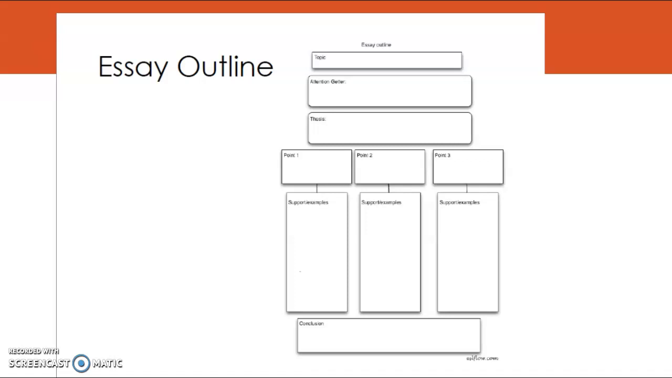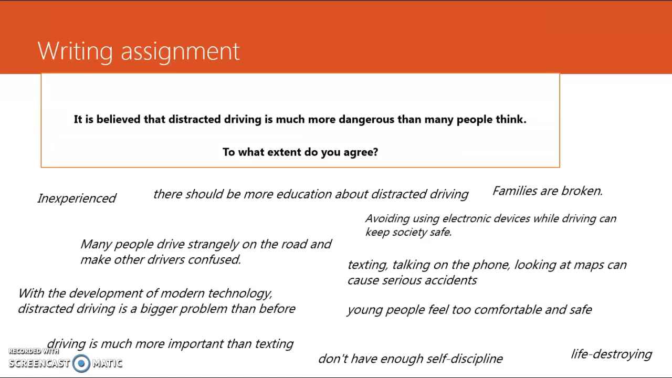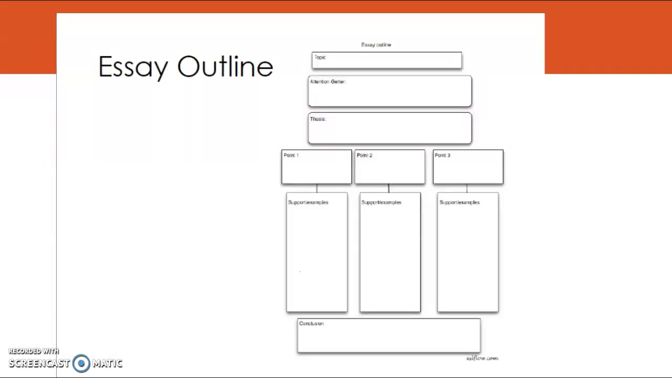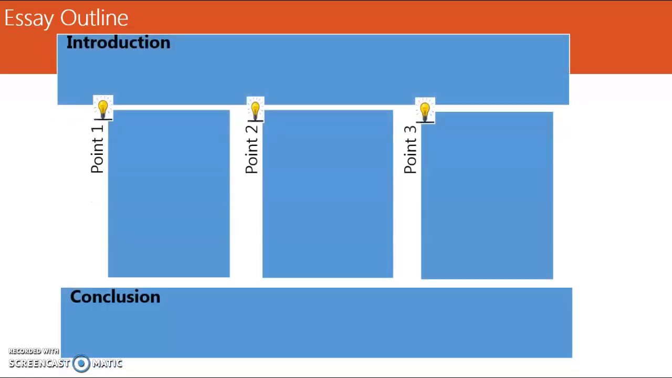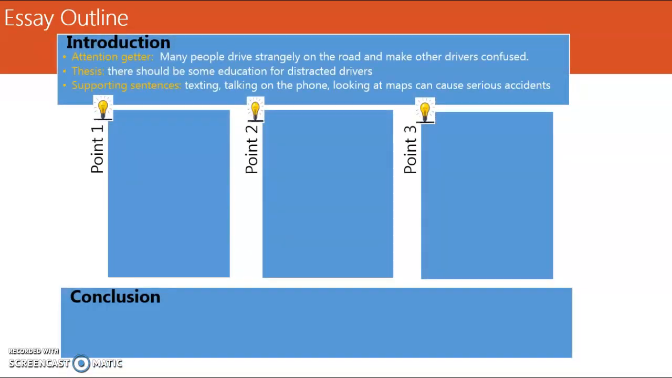And the last paragraph is the conclusion. Now, I will show you how to use this essay outline. So the topic of the writing assignment is distracted driving. And in the introduction, we have the attention getter and thesis. And here, we have the attention getter and the thesis for distracted driving. The thesis here is there should be some education for distracted drivers. So you have the main idea of the whole essay.